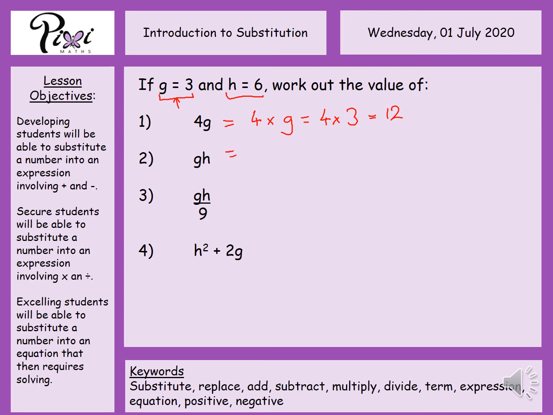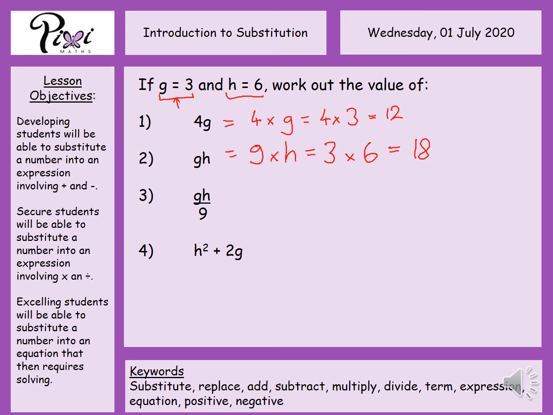Okay, a bit trickier now, GH. So again, if there's 2 things next to each other with no sign, that means we're multiplying them. So we're going to be doing G times H. Okay, so G times H, and we know that G equals 3, so we're going to do our substitution for G is 3. And we also know that H is 6, so we're going to replace H for 6. So 3 times 6, we can just do that to get 18.